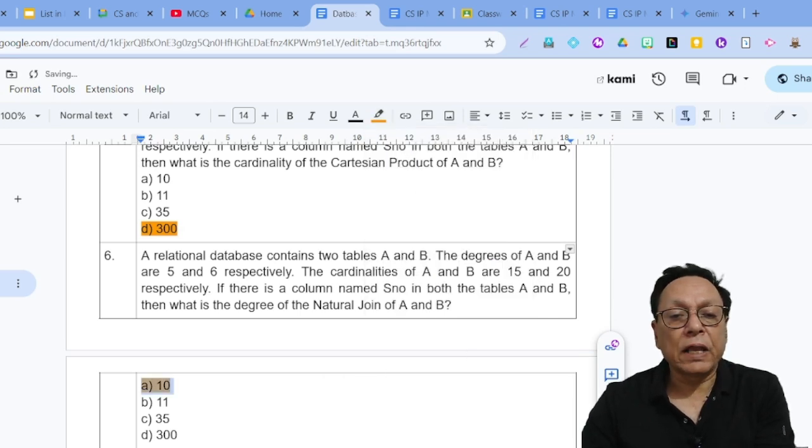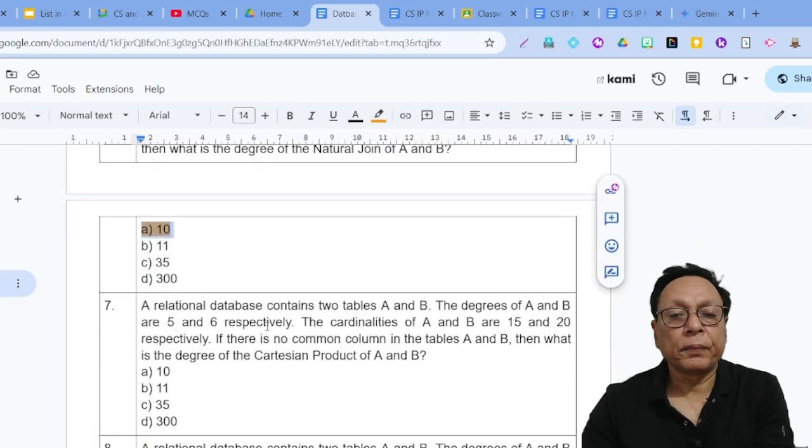Now question number 7. A relational database contains two tables A and B. The degrees of A and B are 5 and 8. The cardinalities of A and B are 50 and 20. If there is no common column, then what is the degree of the Cartesian product of A and B?